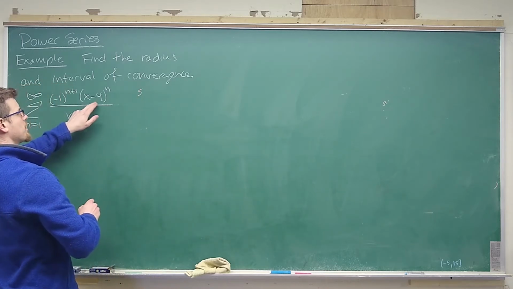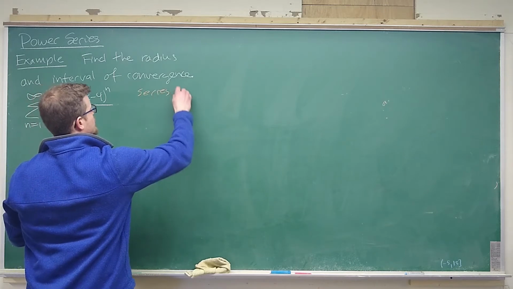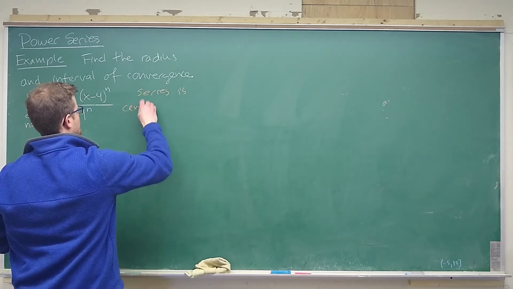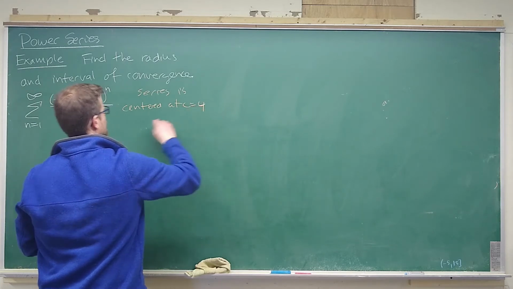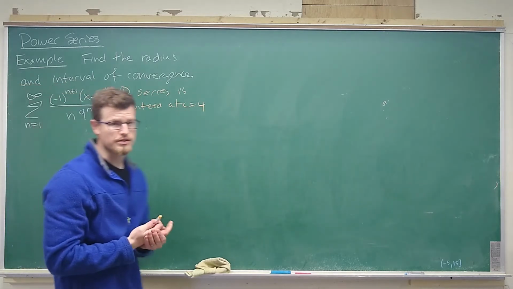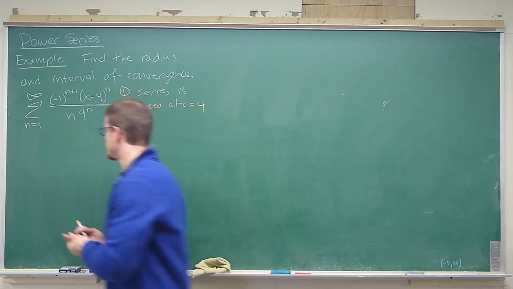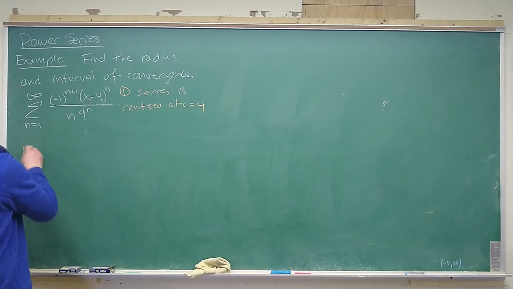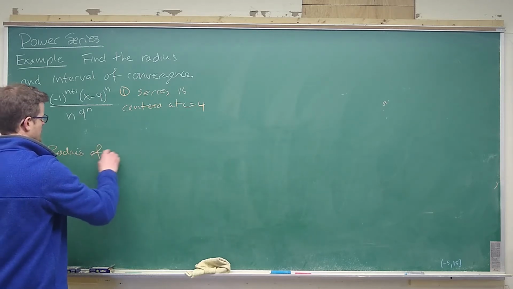It's pretty clear immediately that the series is centered at 4. So the series is centered at c equals 4. So that's our first step. Our next step is to use the ratio test to determine the radius of convergence. So we want to find the radius of convergence.